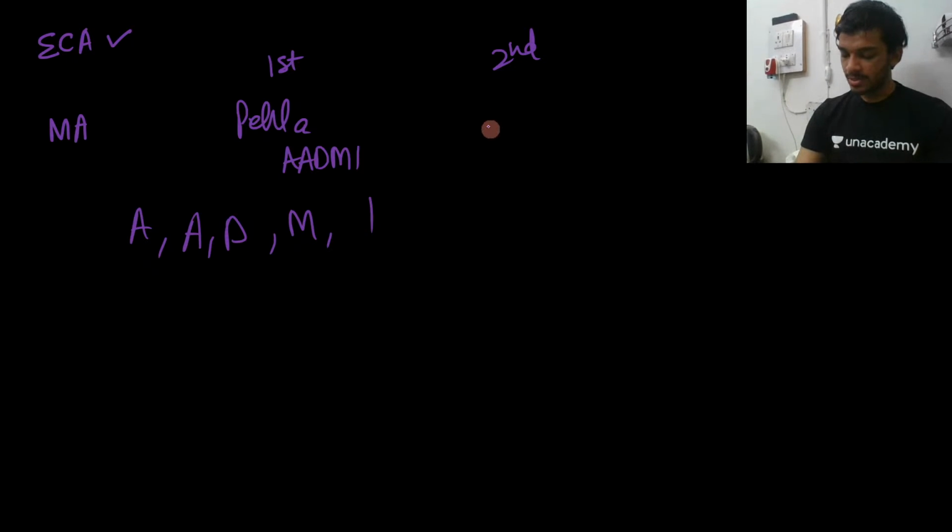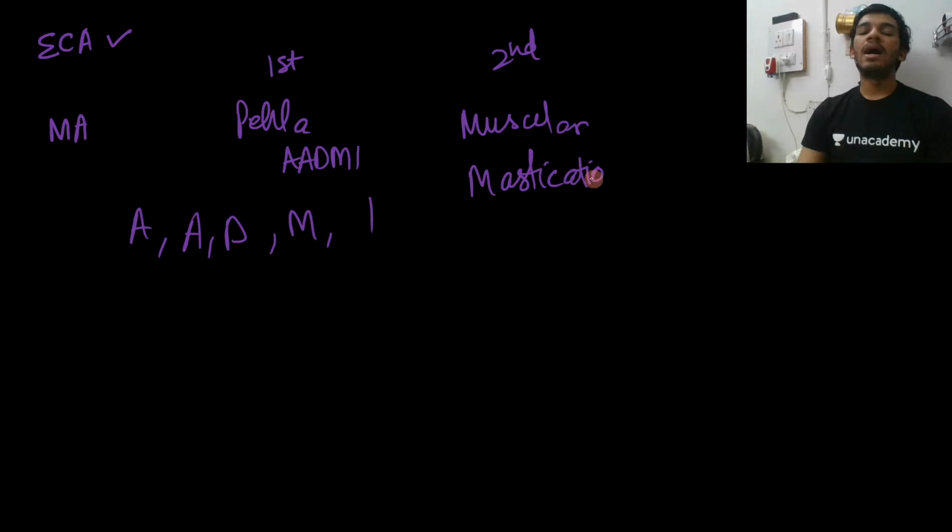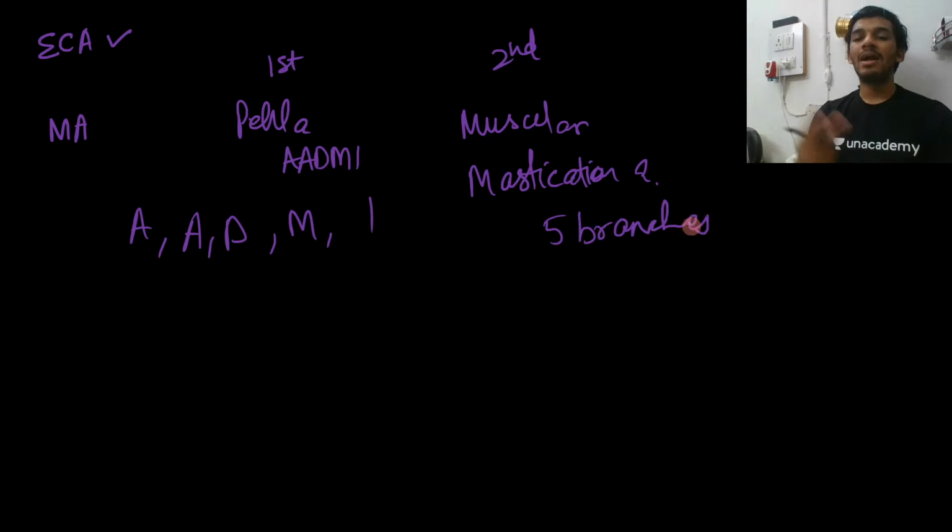The second part is the muscular branch, the muscular artery of mastication. Here you will have a total of 2 deep temporals and otherwise 5 branches: medial pterygoid, lateral pterygoid, masseter, and one the buccinator.